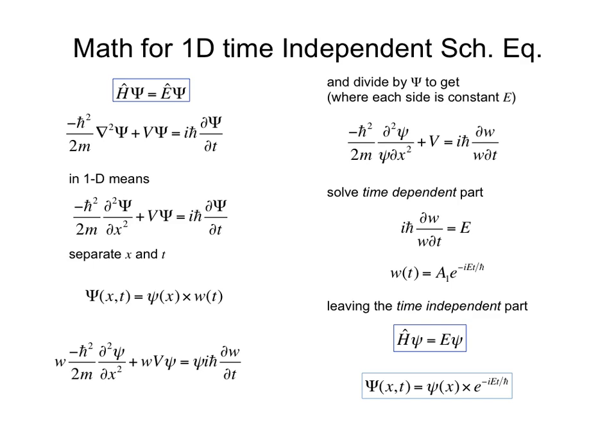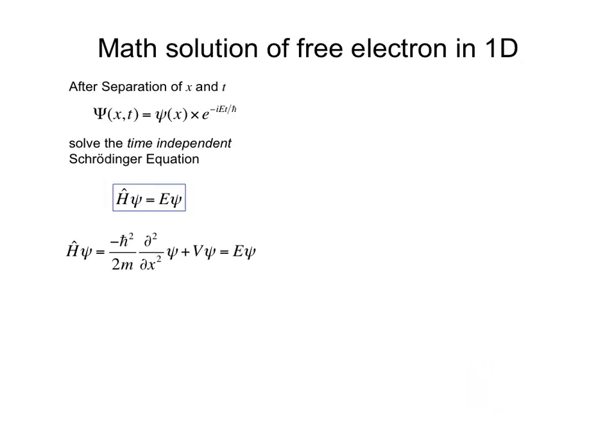In summary, separation of variables in one dimension allows us to change the full wave function capital psi into a lowercase psi, which doesn't depend on time at all, and time only comes in through this factor, which simply changes the phase of the wave function. Inside our box, V equals 0, which means we need the solution for a free electron.